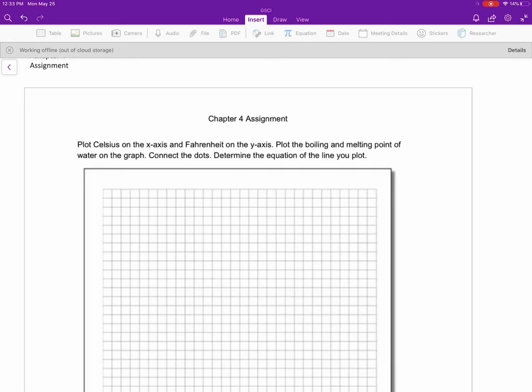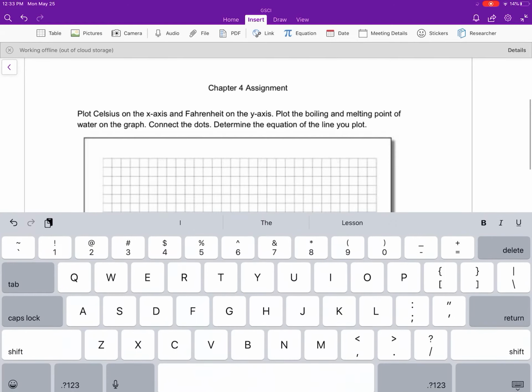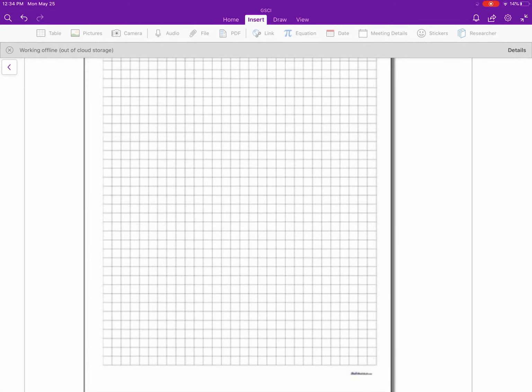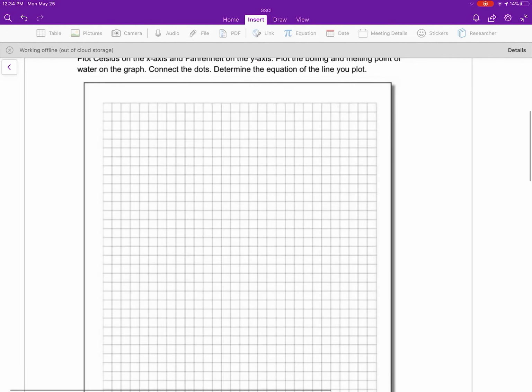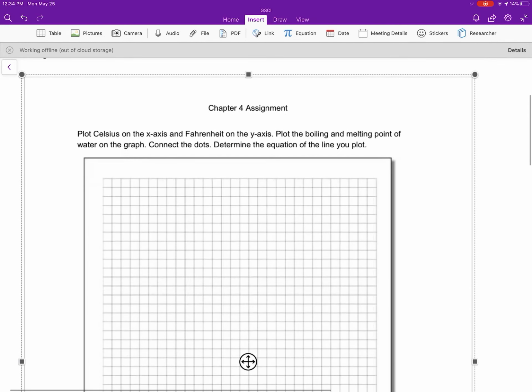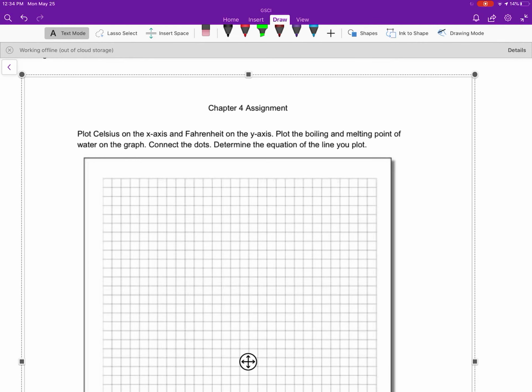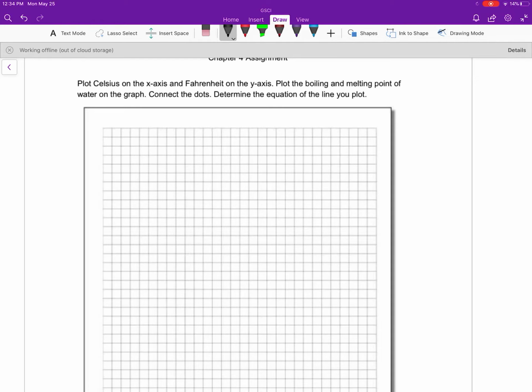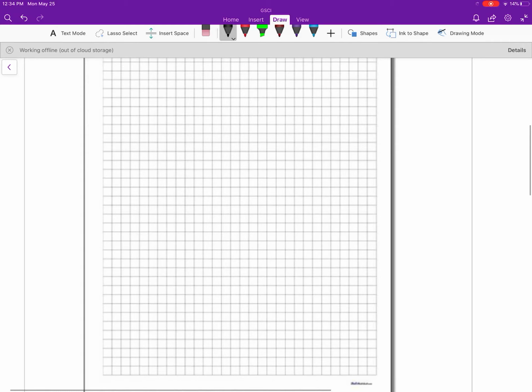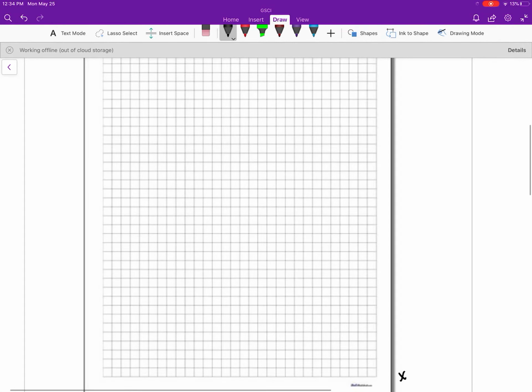Wonderful. So you should have downloaded and or printed your chapter 4, the temperature conversion worksheet, and we're going to work through some of it together. Okay, so let's see. We have some instructions up here. It says to plot the Celsius on the x-axis and Fahrenheit on the y-axis. So if you don't remember, this is the y, and then down here this is the x.